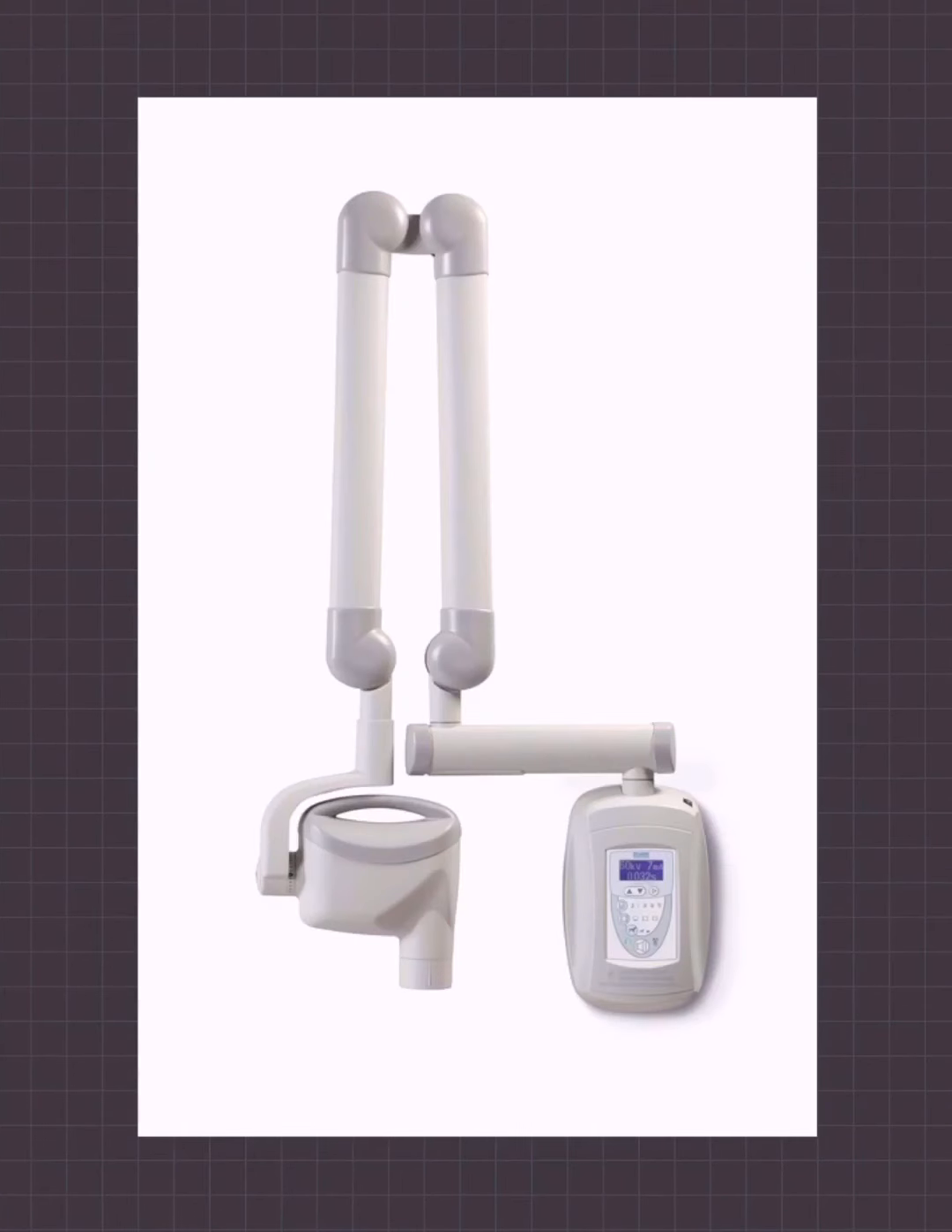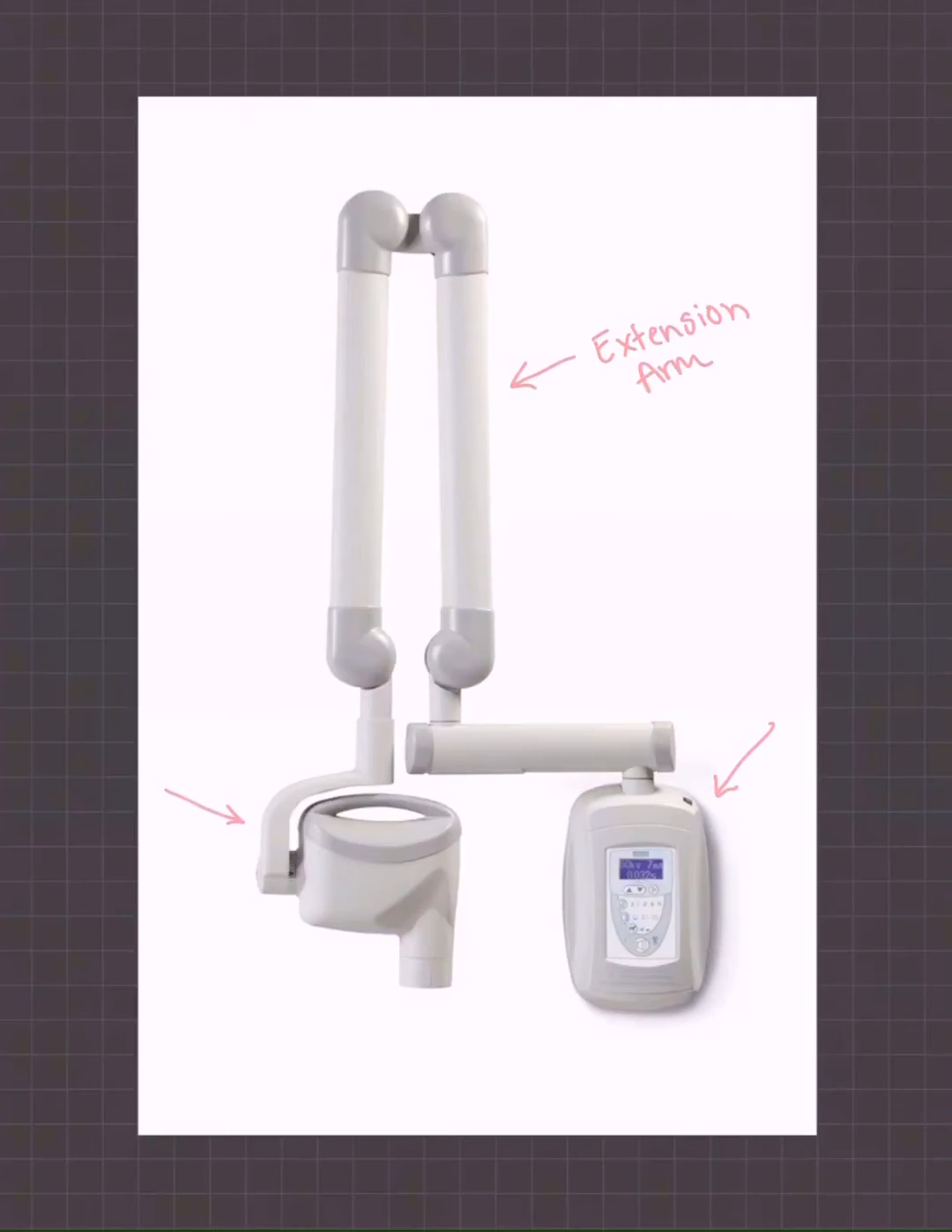X-rays are produced in the dental X-ray machine. Looking at the machine from the outside, we can see the extension arm, the control panel, and the tube head. The extension arm suspends the X-ray tube head and houses electrical wires that go from the control panel to the tube head. The extension arm also allows for movement and positioning of the tube head.